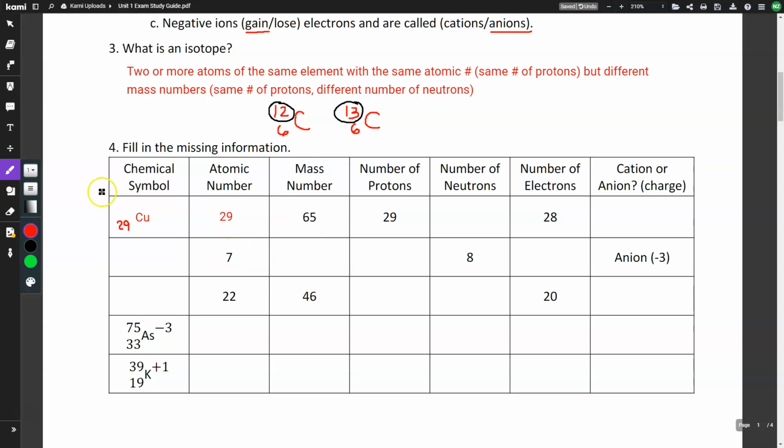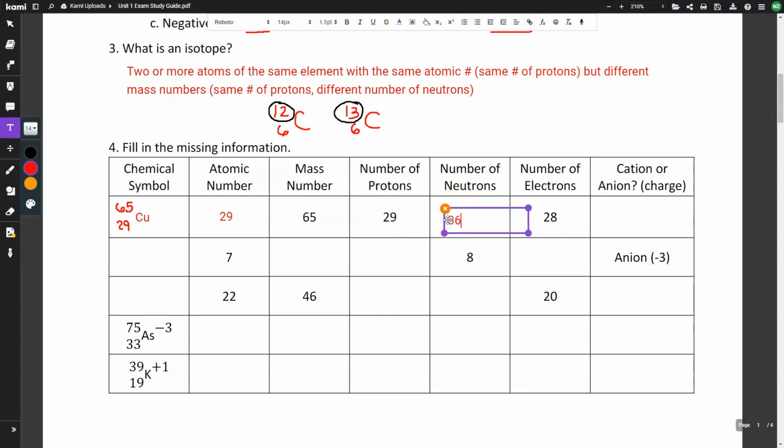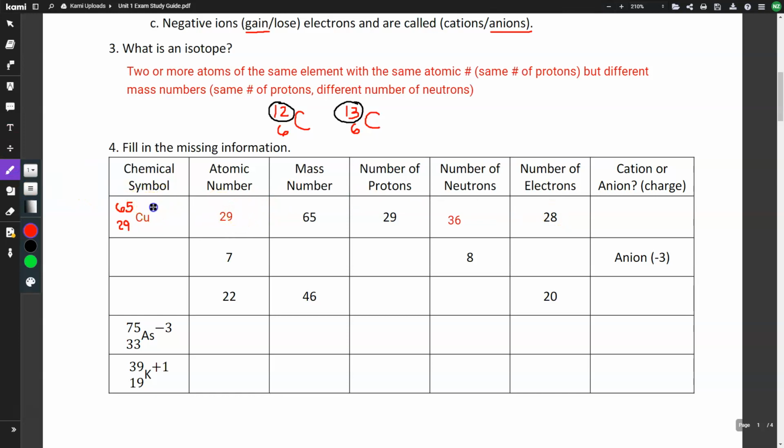It has a mass number of 65. Okay, what else do we know here? Well, we can subtract to get our neutrons. So 65 minus 29 is 36. We have 28 electrons and 29 protons. So that would mean that we have one more proton than electron. So our charge will be +1. This will be a cation with a +1 charge.